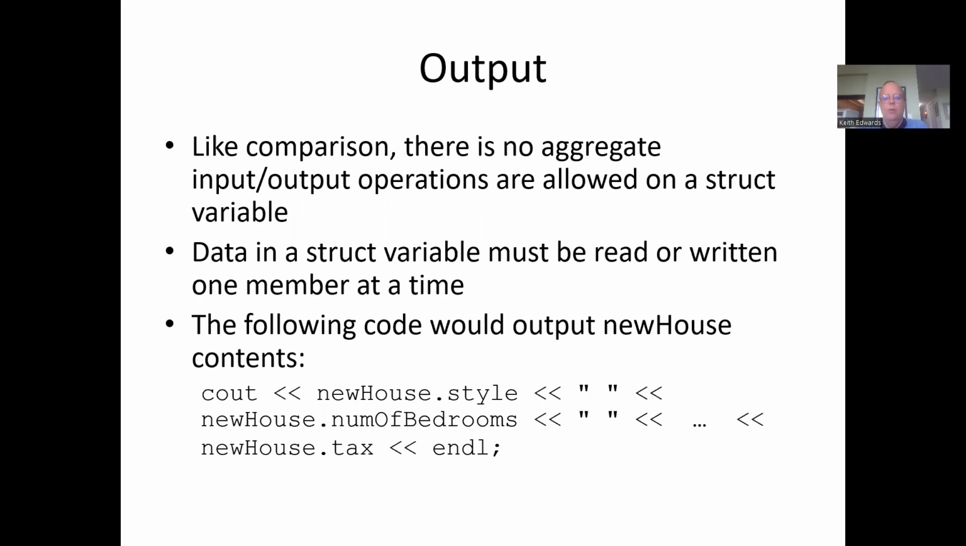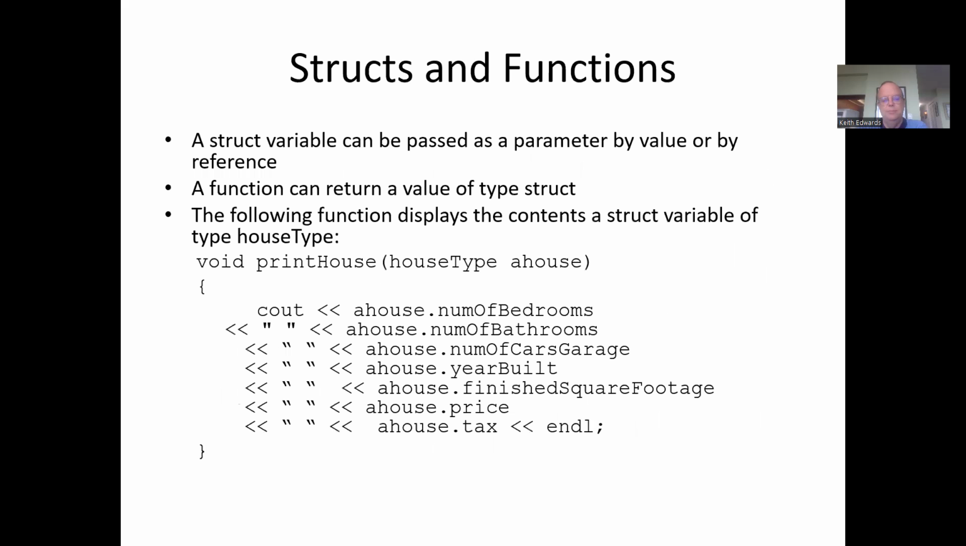And like comparison, there are no aggregate input-output operators allowed on the struct variable. So again, we may want to make a function that does this where we do cout with all the member variables. Struct variables can be passed by value or by reference to functions. So we could use functions to input and output. This one is a print statement for house, and it would print out the contents of the struct variable. We pass it house type. The parameter is a house.